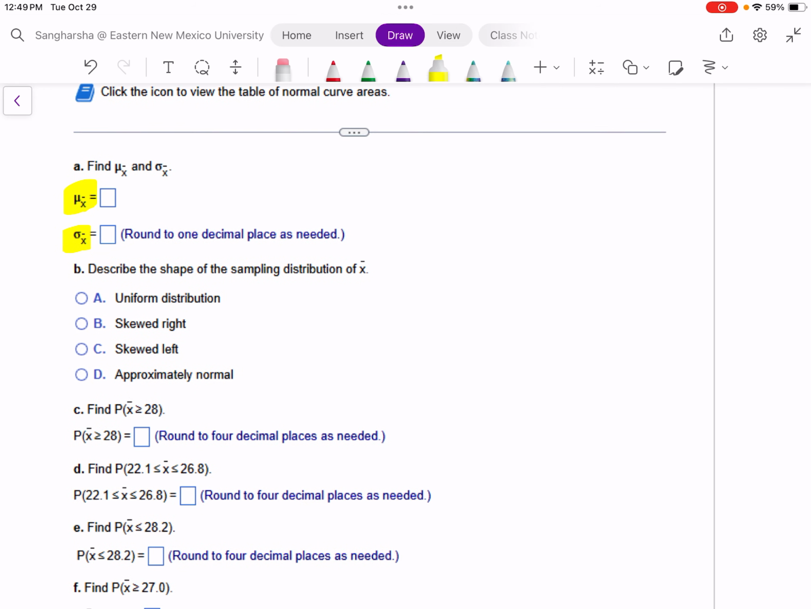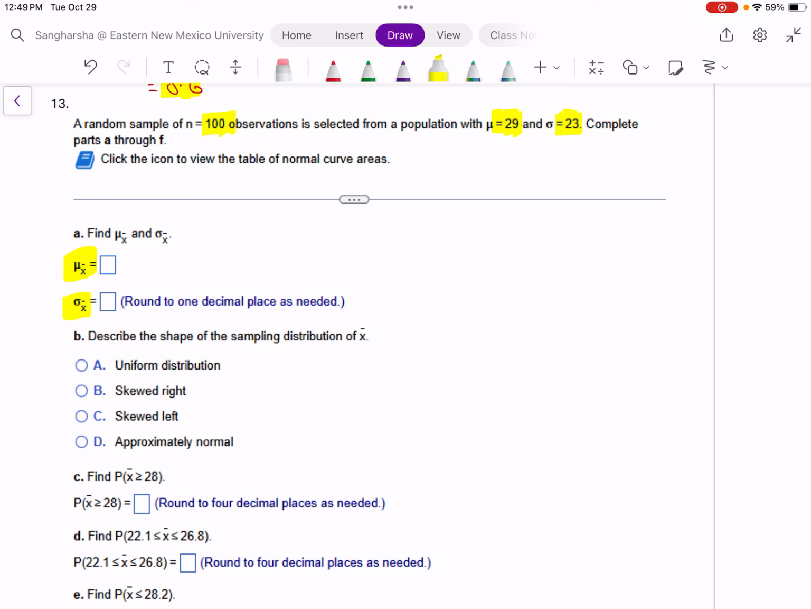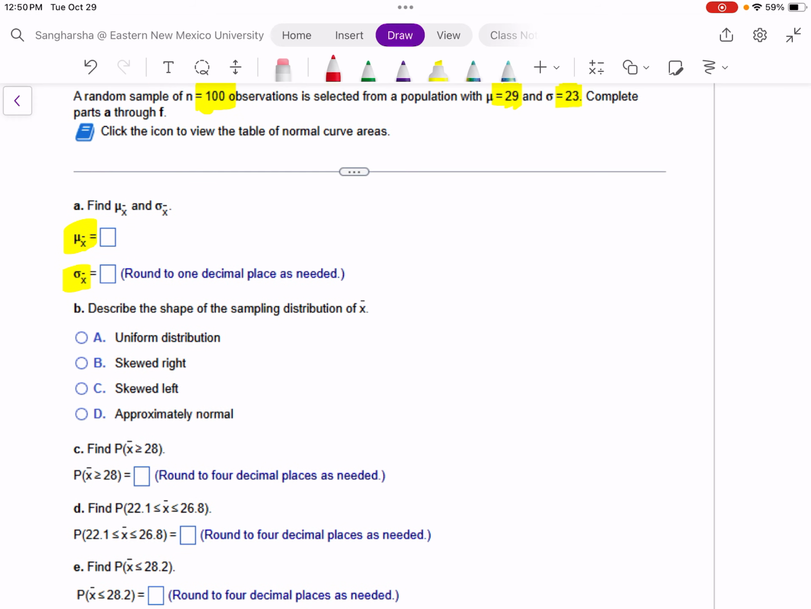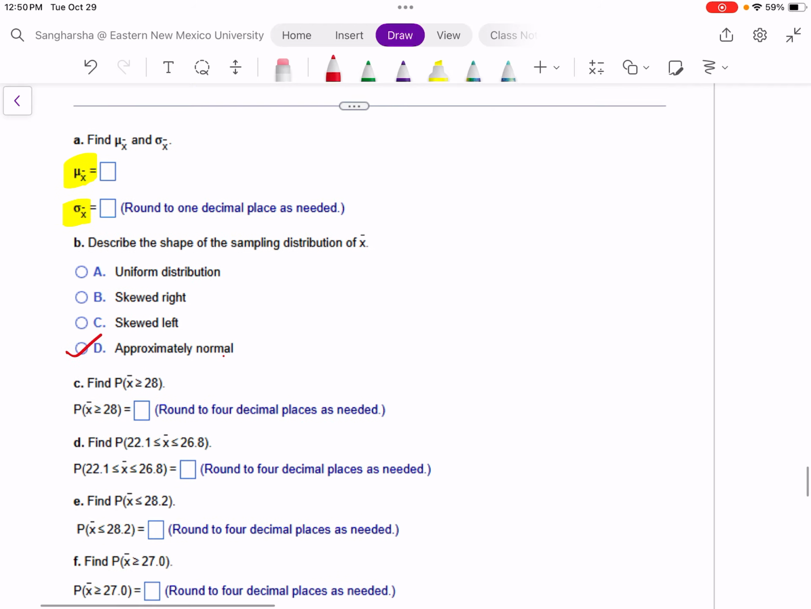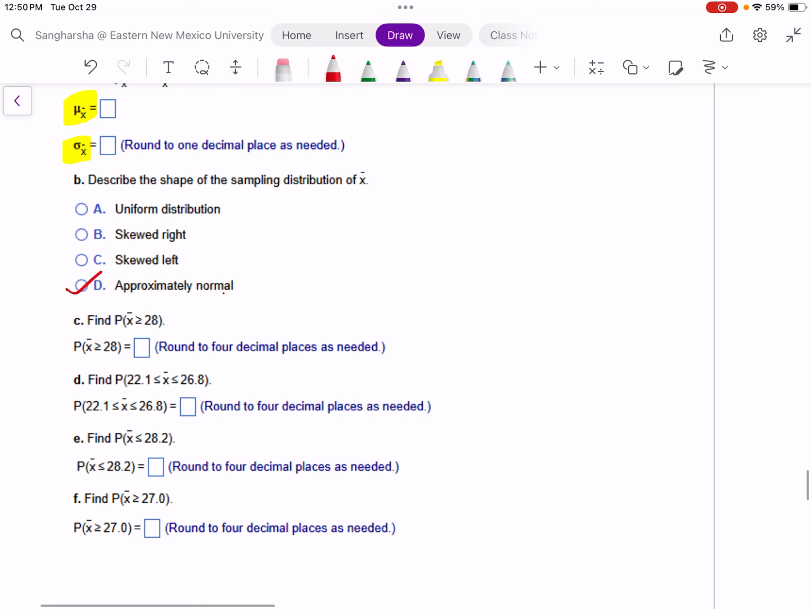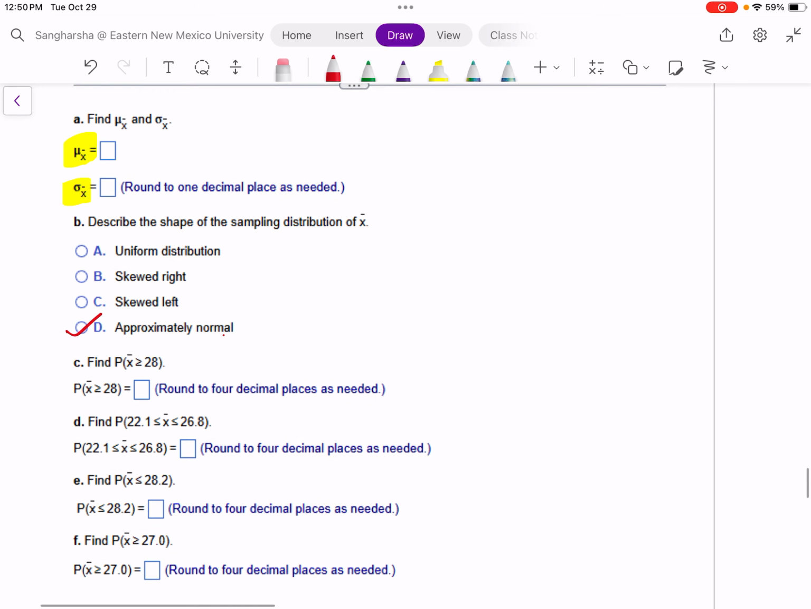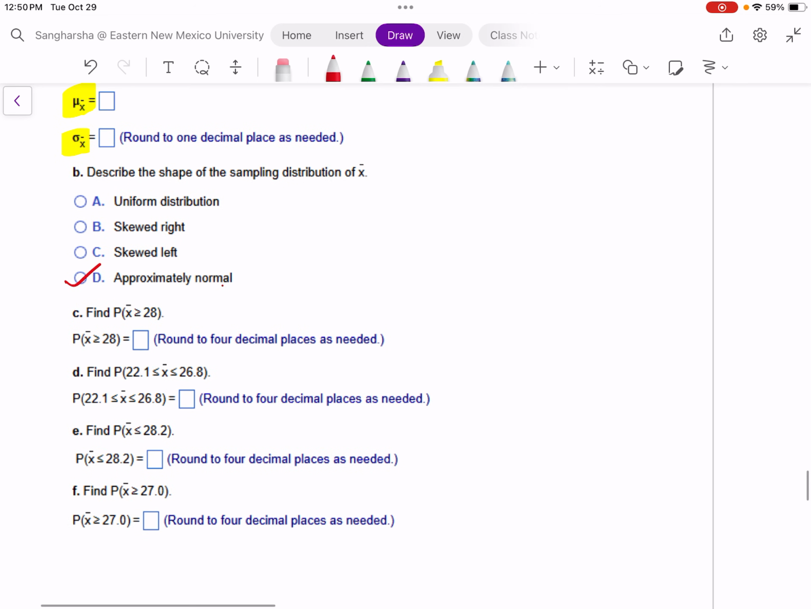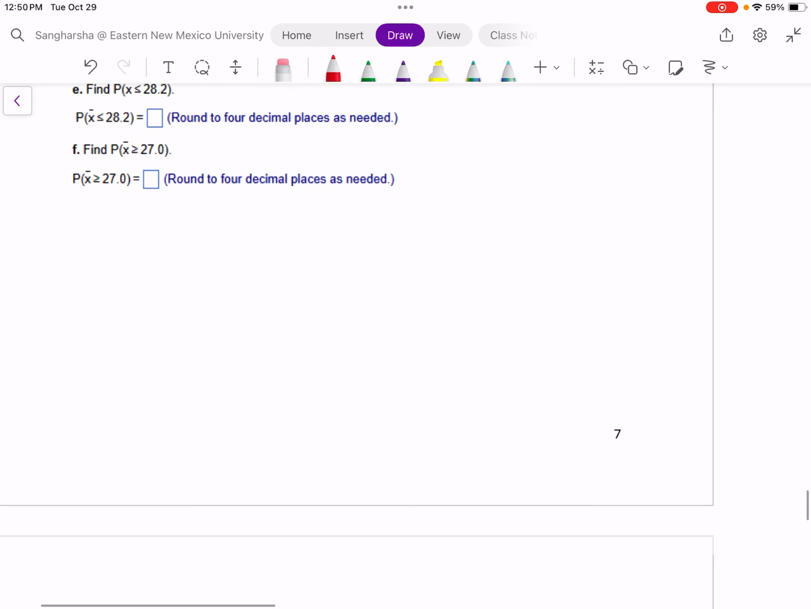Describe the shape of the sampling distribution. So what will be the shape of this sampling distribution? It is given by the central limit theorem. It's going to be approximately normal. Okay, so make sure you know the central limit theorem, because our n is greater than 30. If your sample size is greater than 30, the sampling distribution will always have a normal distribution. The remaining parts B, C, D, E, F should be very similar to the one that we did earlier. Once you have the normal distribution, you are using the z table and finding the probability.